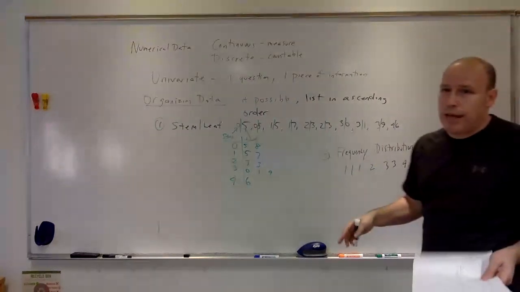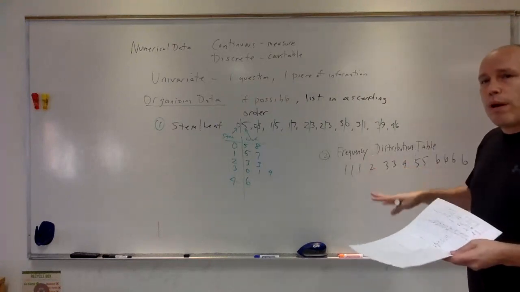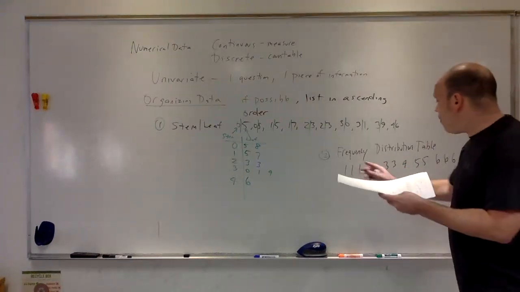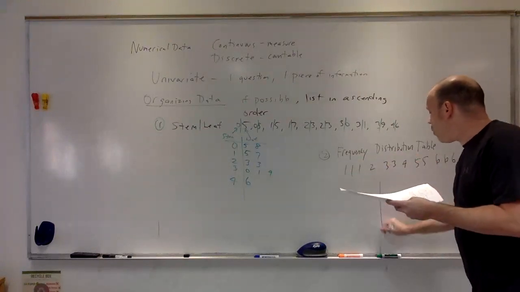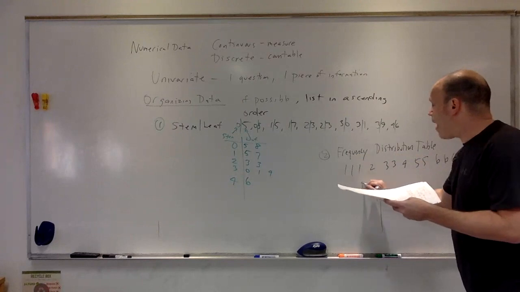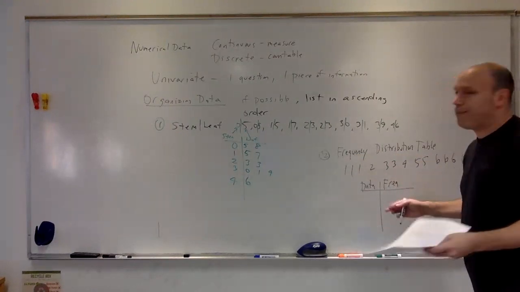Obviously, in the 21st century, you'll have technology to sort this out. So you want to condense it, and the idea is you make a frequency distribution table. First of all, there are two columns. I want to know what the data point is, and I want to know how often it occurs.